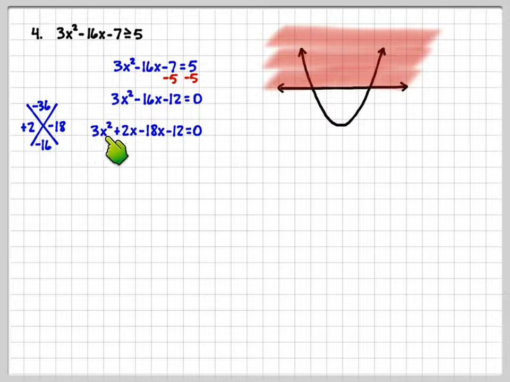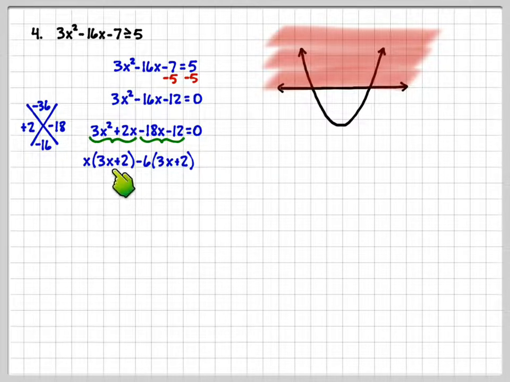From here, we're going to group our first two terms and look for our GCF. So the GCF out of these two is actually just x, and then what's left over is going to be 3x plus 2. The GCF on the second group is negative 6, and then what's left over will be 3x plus 2. You know you did it right if the things inside the parentheses match. Okay, so that's equal to 0.